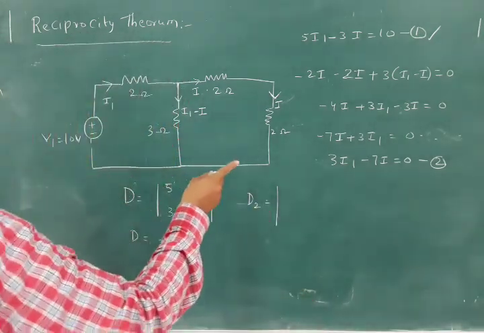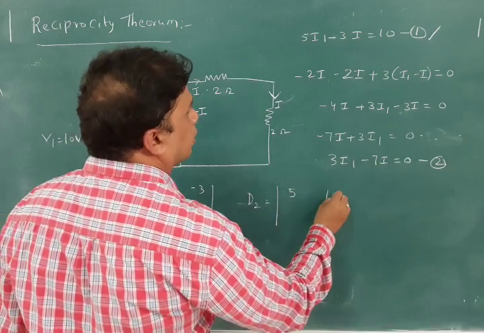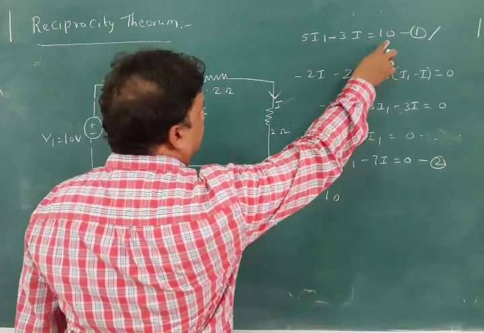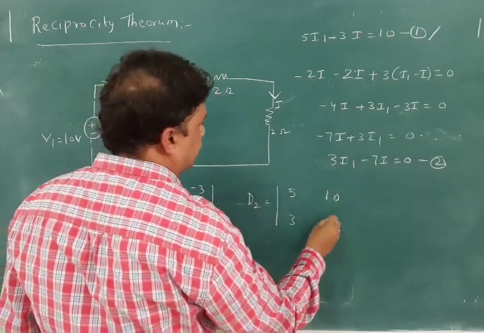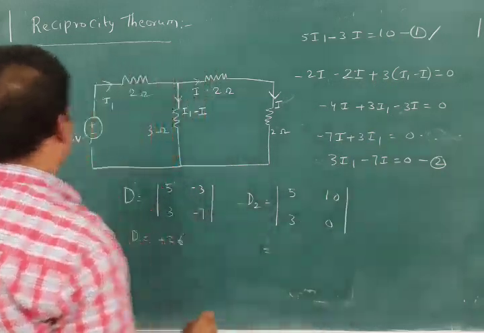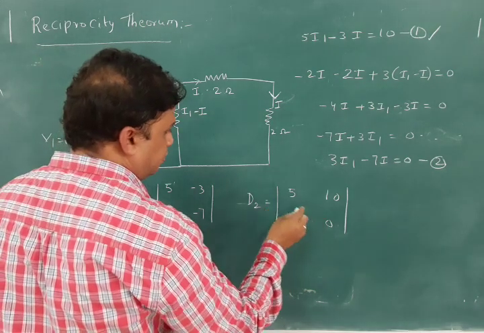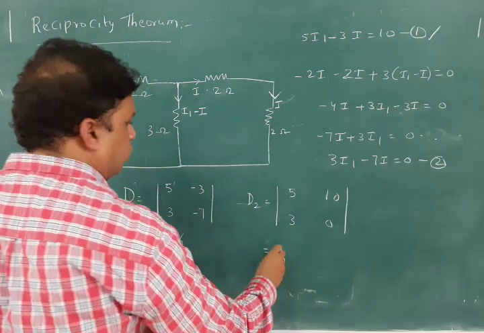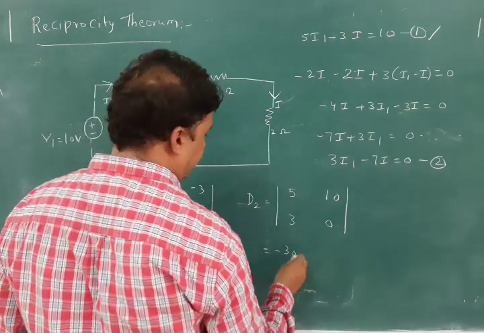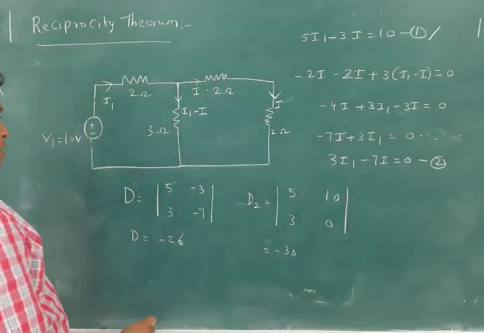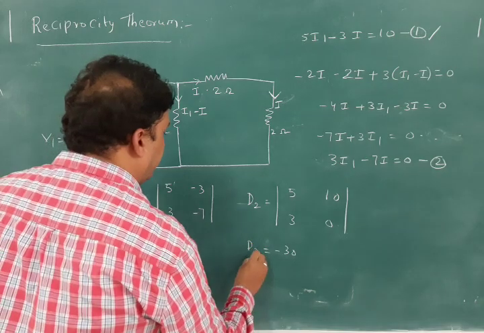From that we can see here 5, 10, this is 5 and this is the equation 5, 10, and this is 3 and 0. If you do this, you will get D2 is equal to minus 30, AD minus BC, because you are having 0 here: 5 into 0, minus BC, 30, minus 30. Now we have the determinants D and D2.